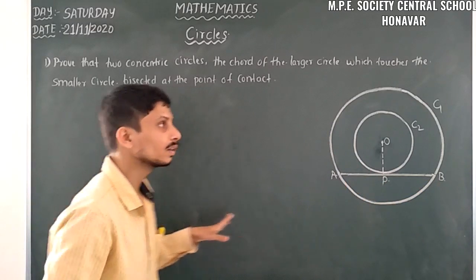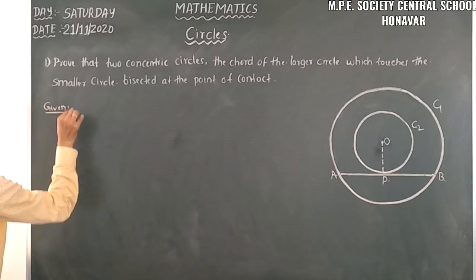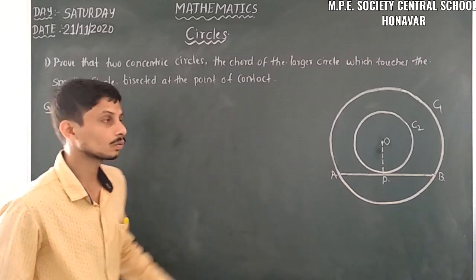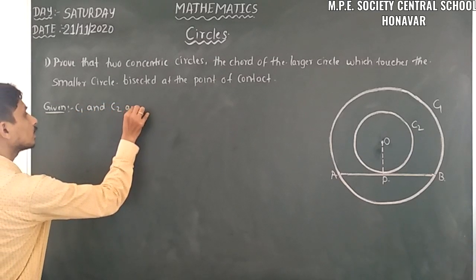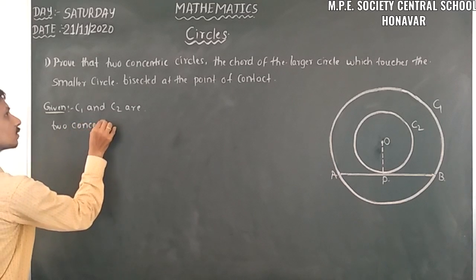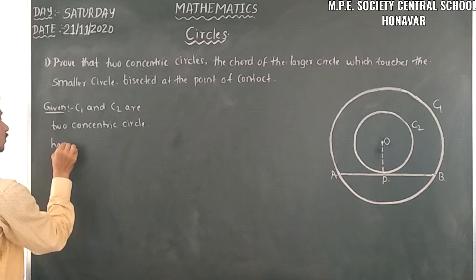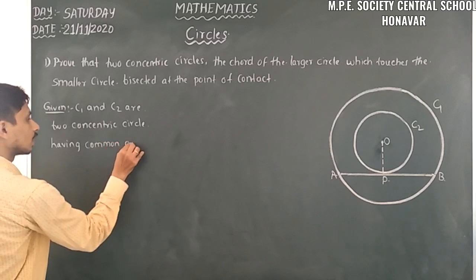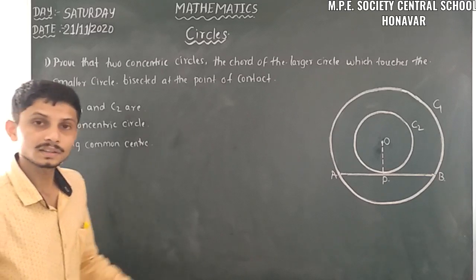Firstly we have to write the given. What are the given terms here? Given: C1 and C2 are two concentric circles having common center O.